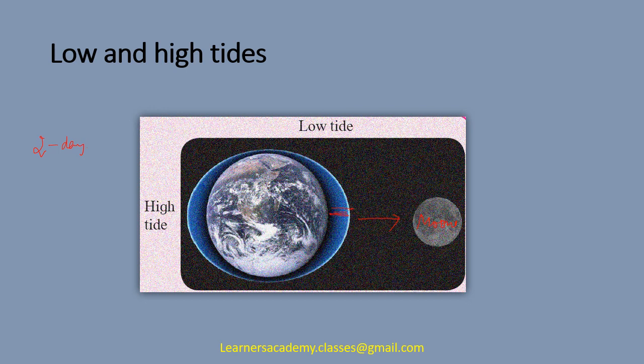Now at two places on the earth at 90 degrees from the place of high tide, here and here. This place is at 90 degrees. See, this is 90 degrees and this is 90 degrees. So at these two places there will be low tide. Alright. So this is all about this question.